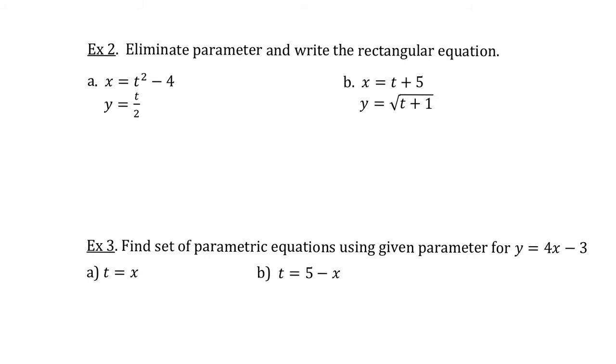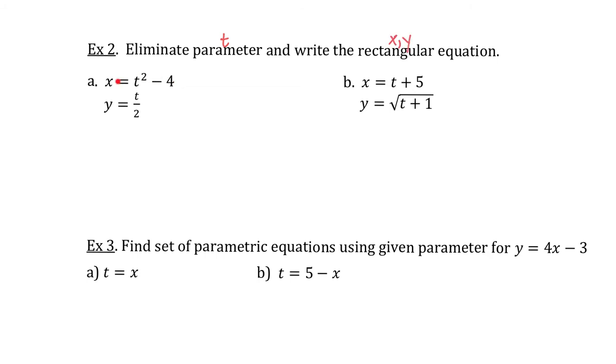Okay, next we're going to practice switching back between parametric and rectangular equations. Okay, when it says eliminate the parameter, in this case, the parameter they're talking about is t, and writing rectangular equation form means they want only x and y in the equation.